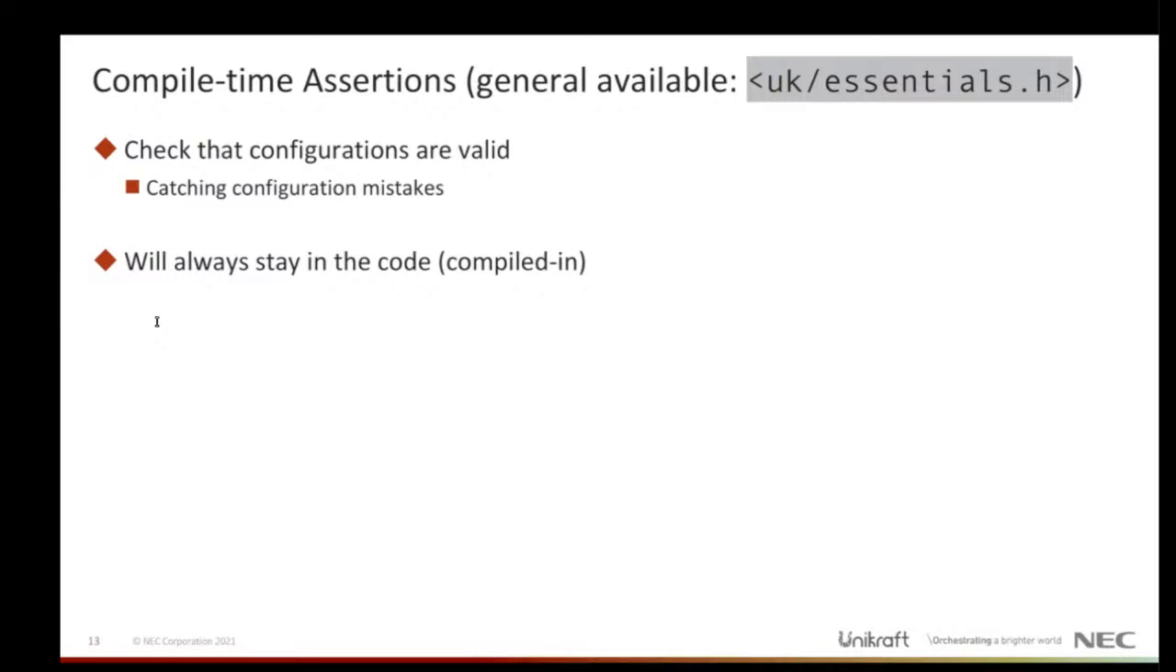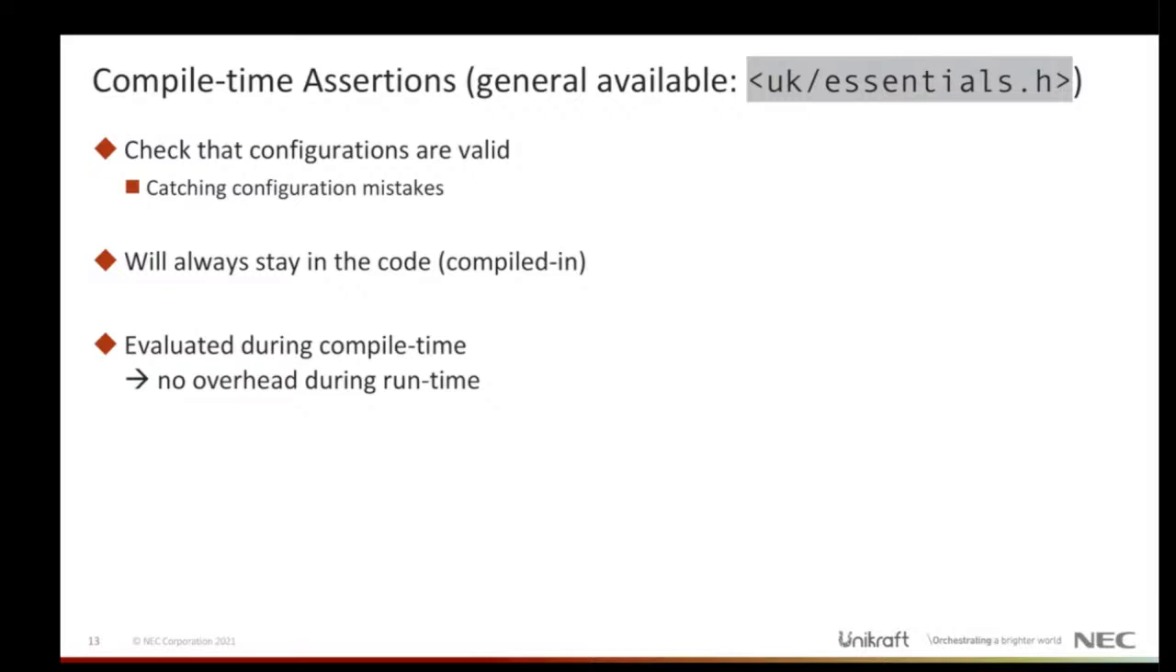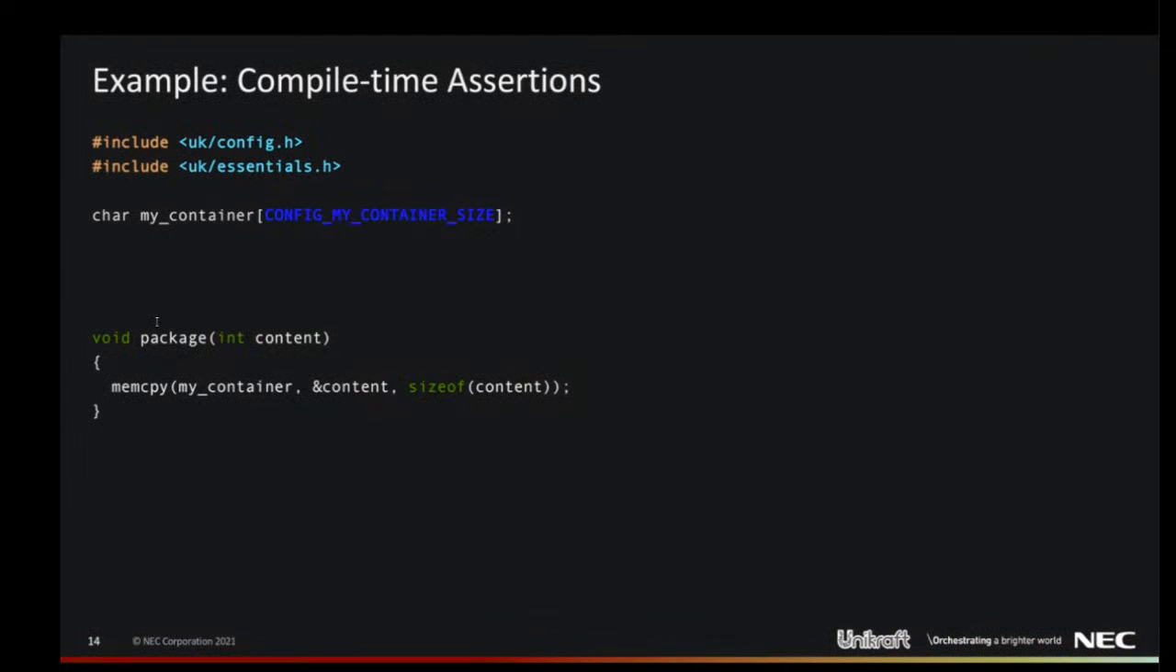They will always stay in the code. We don't have an option to compile them out. But why would we? Because they're anyway checked at compile time, and we have no overhead of them during runtime. So there is no performance difference if they're compiled in or compiled out. Let me give you another example so that you have a better imagination of such a use case.